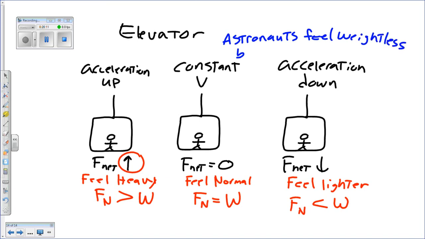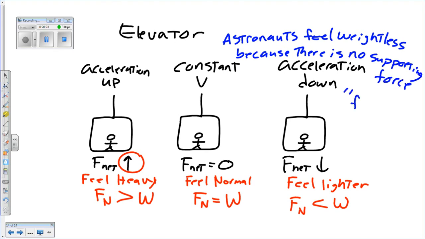Now, astronauts in space feel weightless not because there isn't any gravity, because we know the moon is in orbit and that's much farther away, but because there's no supporting force. There's no elevator pushing up. There's no floor pushing up. There's no bathroom scale that they're standing on. In other words, they're in free fall. So weightlessness means there's no supporting force, not the absence of gravity.